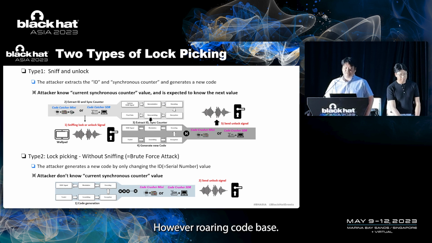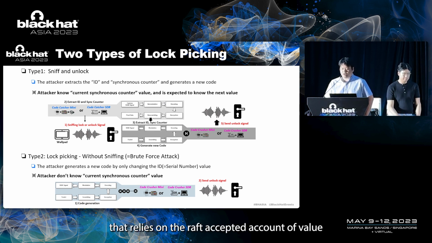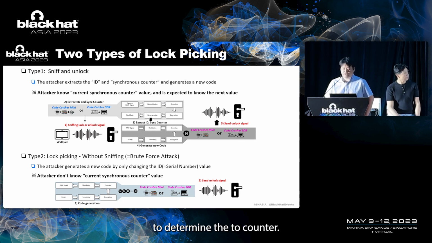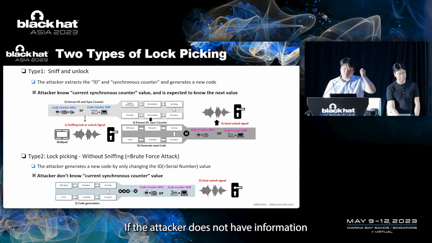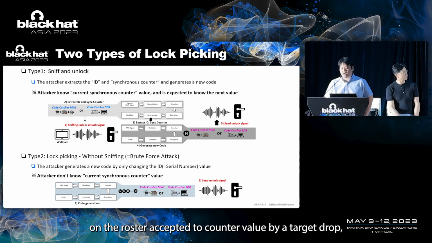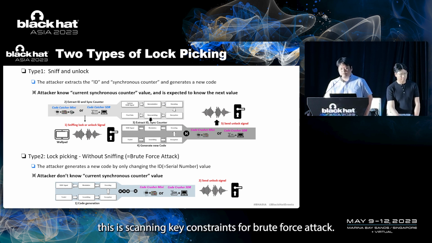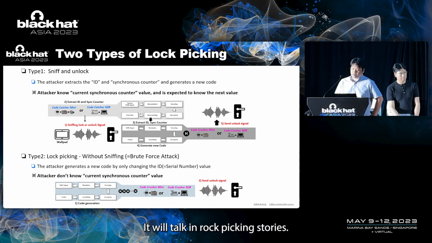However, rolling code-based systems have a security feature that relies on the last accepted counter value to determine the expected counter. This means that even if an attacker can generate a valid transmission packet, the attacker may fail if the attacker does not have information on the last accepted counter value by the target lock. This is a significant challenge for a brute force attack. We will talk about it in the lockpicking stories.